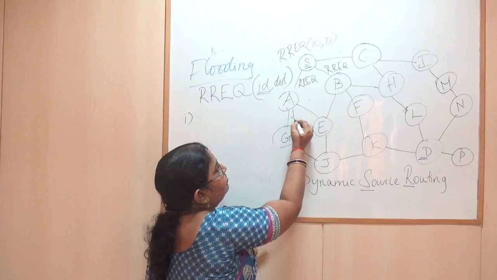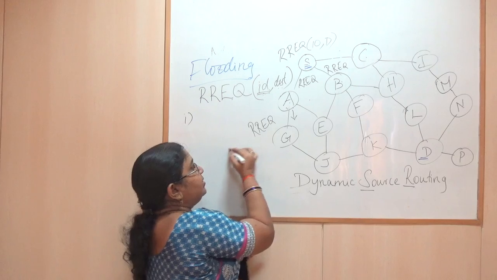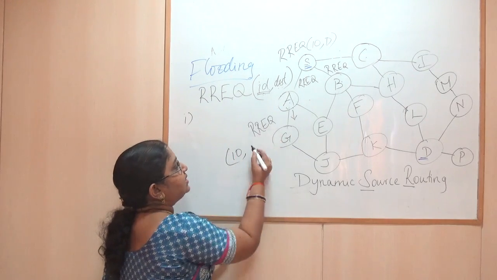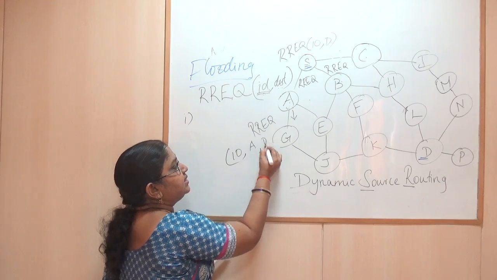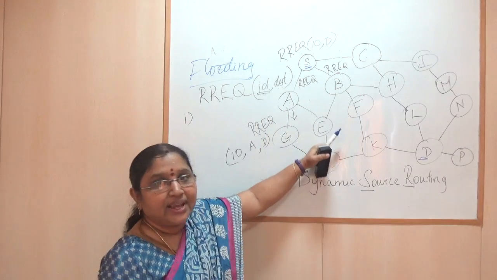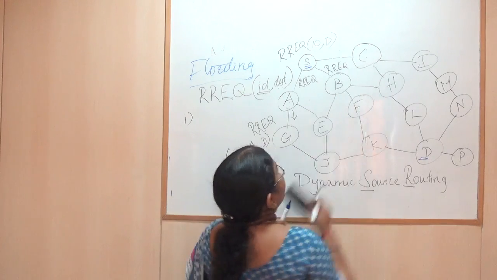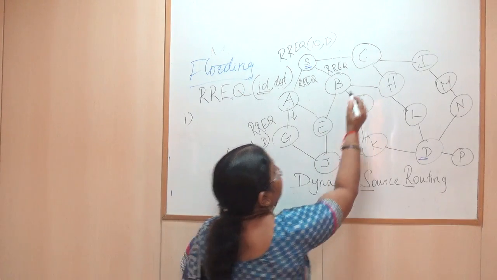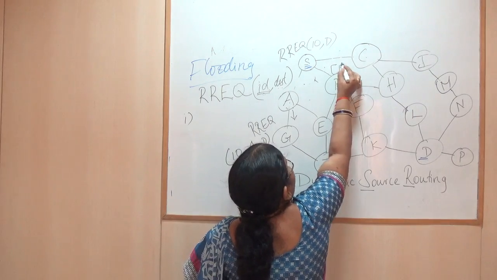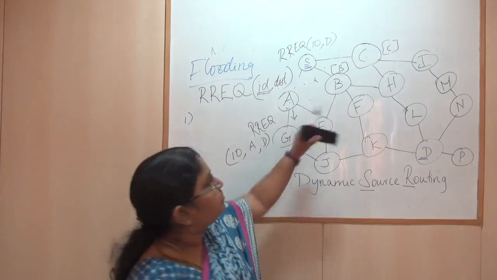So what happens? A further broadcasts this route request with its own ID. I will write down here the route request: 10 is the ID number, it is passed via A, and the destination is D. Every node, whoever passes this route request, appends its own address. So what happens at C? C is going to add its own address. B is going to add its own address. I will write the address part along here. So B will add its own address and C will add its own address, and again they will pass this message.